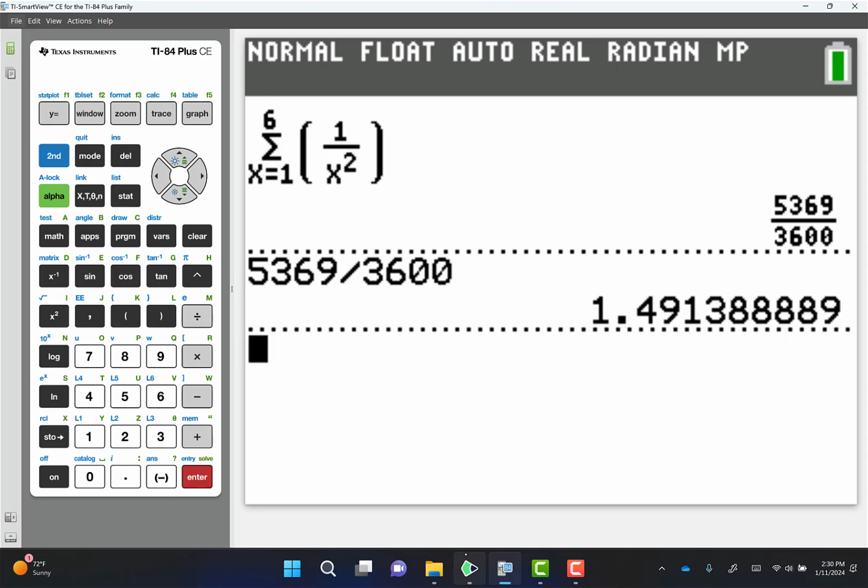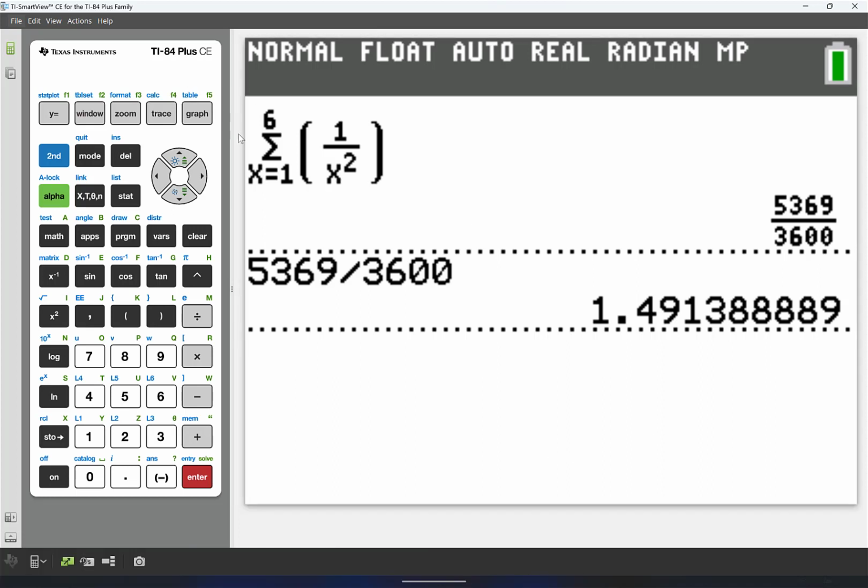You just go math, and then summation. Math number 0. Yes. Oh, I should scroll down. It's the sum of 1 over x squared from 1 to 6. And start on x equals 1 as the first term, 6 as the last term.